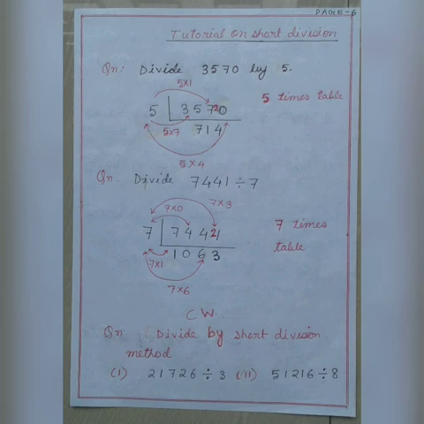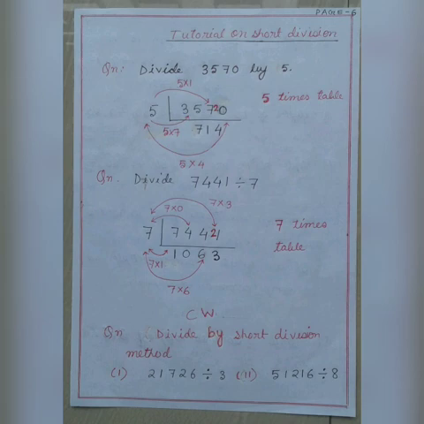I have taken one example. Divide 3570 by 5. To do the short division, you have to know the tables of the numbers. We have to divide 3570 by 5. So you have to know the table of 5. In 3, we cannot divide by 5. So we have taken the next digit, 35. How many 5s are there in 35?